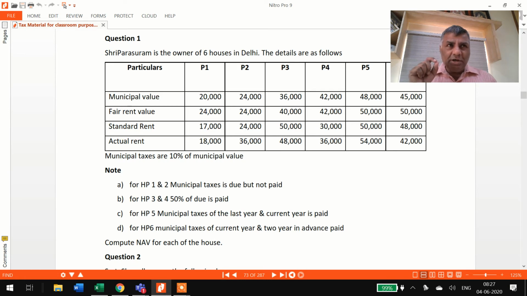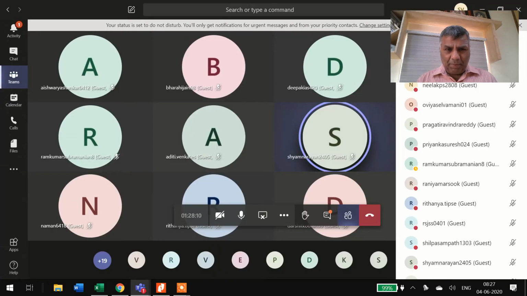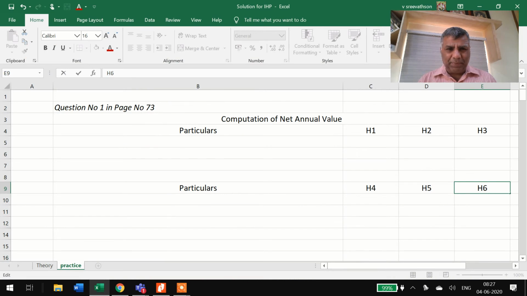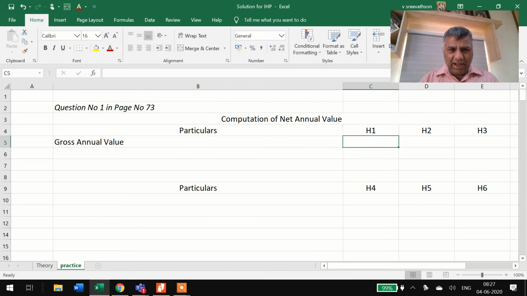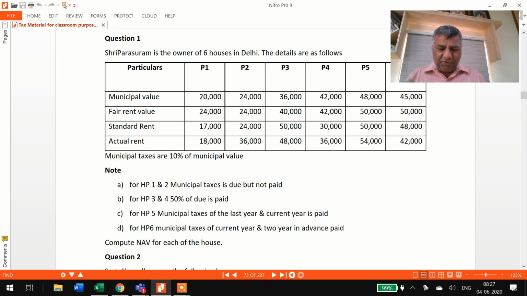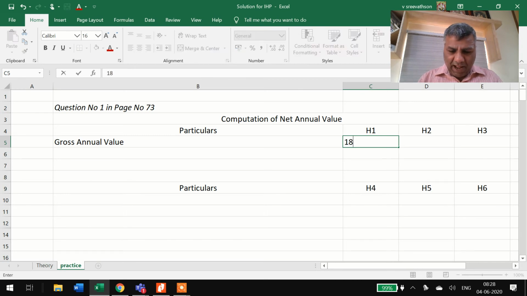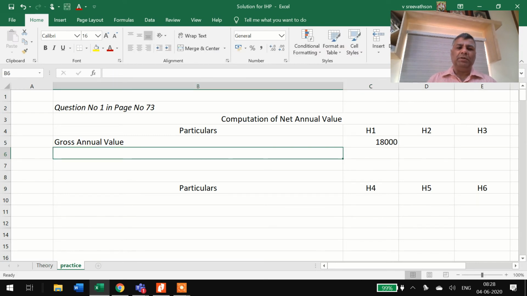Friends, you need not have a step by step. You can directly see the question and determine gross annual value. How do I determine that? Step 1, as our friend said, 20 and 24, whichever is higher. So 24. 24 and 17, whichever is lower. So 17. 17 and 18, whichever is higher. So my gross annual value is 18,000.